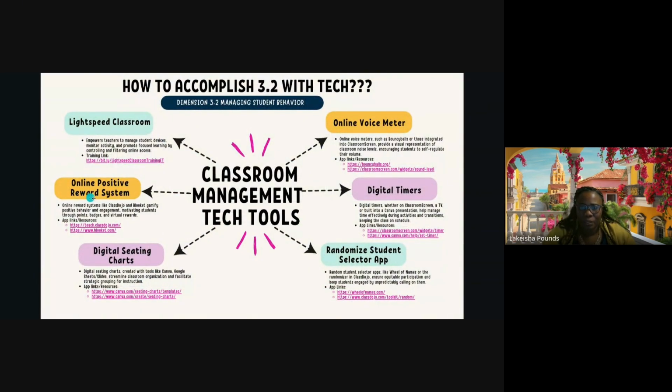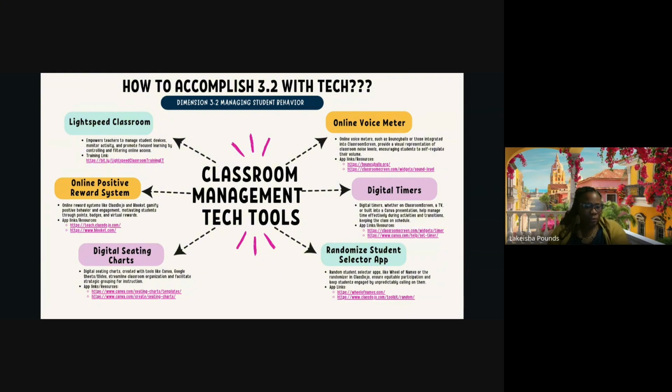All right, so now we're going to jump over here to where it says online positive reward system. So this is basically any sort of reward system that in the old school days, we would give out physical tickets, and sometimes people still do that, right? As if you're at a carnival. But instead of doing that, you can use platforms like Class Dojo, you can use Bookit, and instead use those as incentives, right?